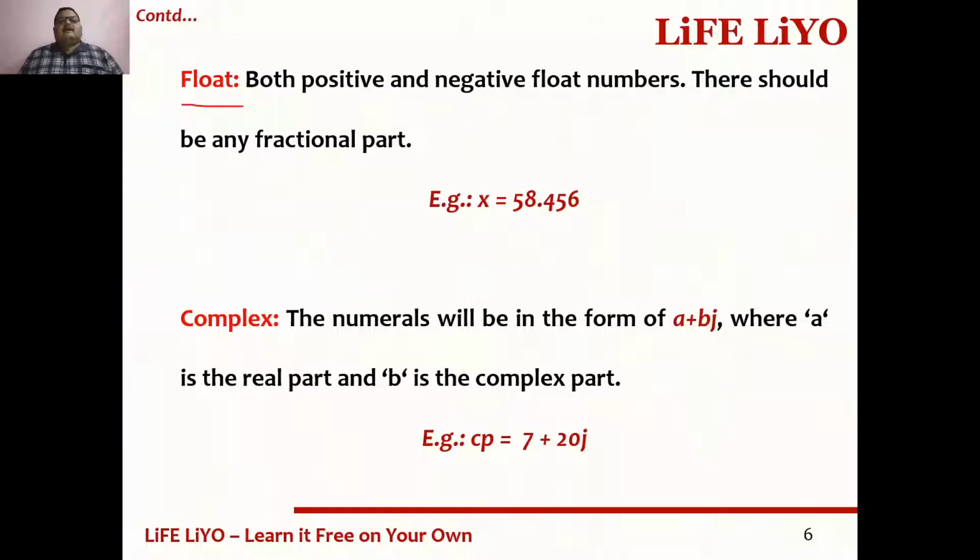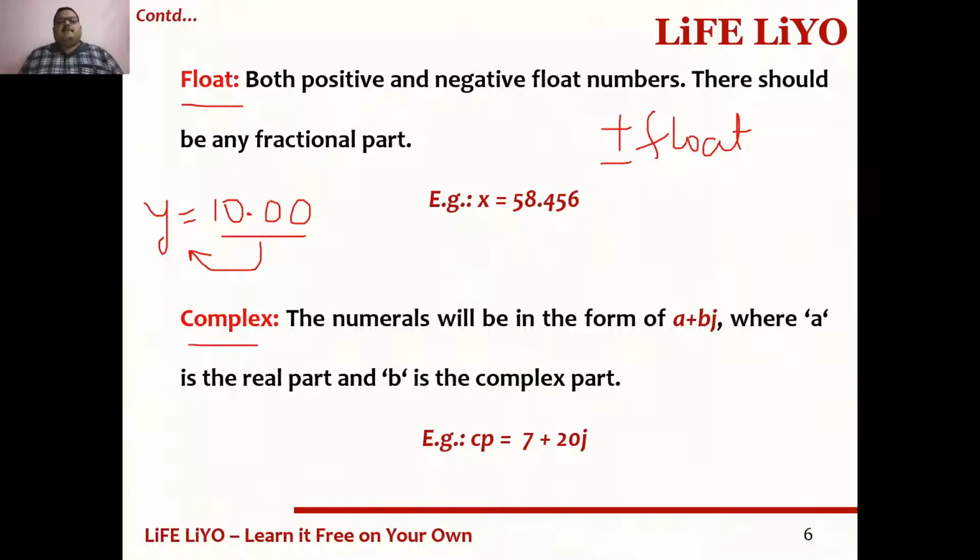Now float. What does float mean? Float means any positive or negative floating-point number. Along with the normal number, it must have some fractional part. So if we want to represent 10, we can represent it as 10.00. So y equal to 10.00 means 10.00 is a literal value which is assigned to the variable y.